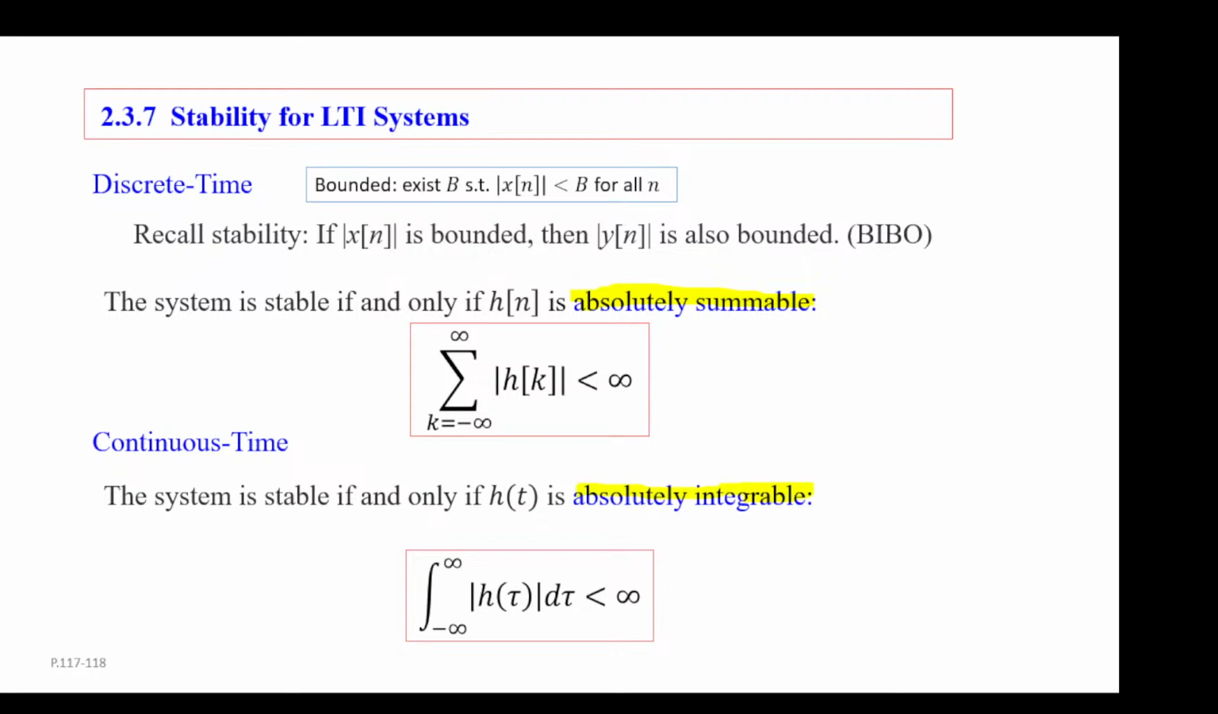And for continuous time, it's similar. You want to check whether your h is absolutely integrable. Absolutely integrable means you take the absolute value and integrate from minus infinity to plus infinity. If this is a finite value, then your system is stable. If it's not a finite value, then your system is not stable.